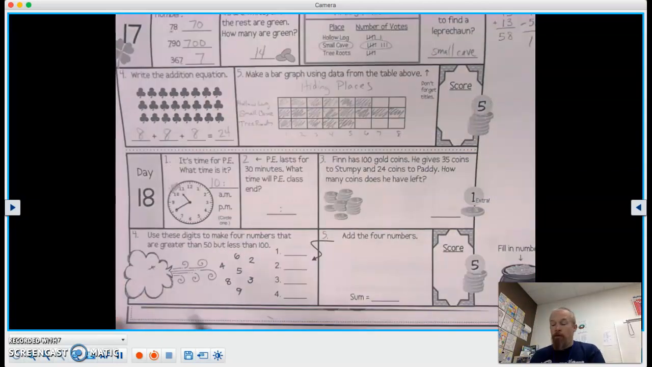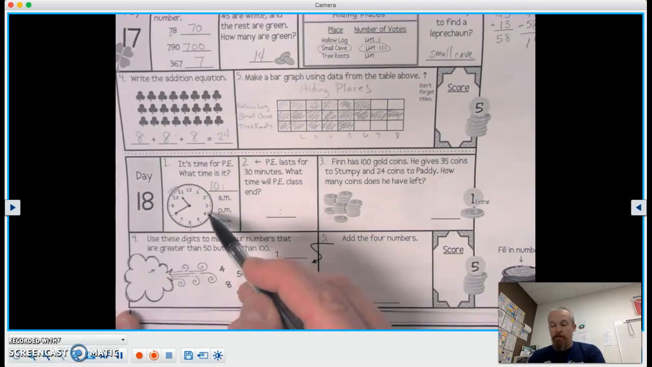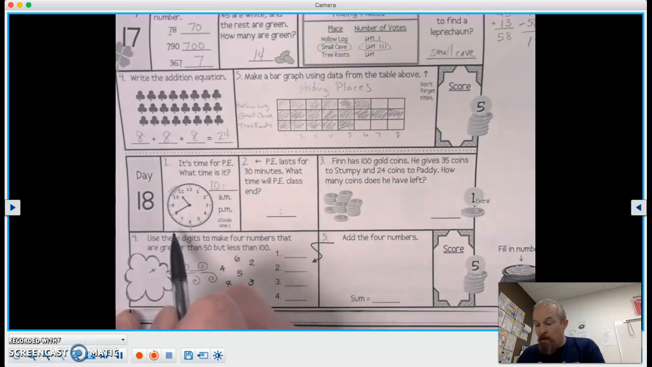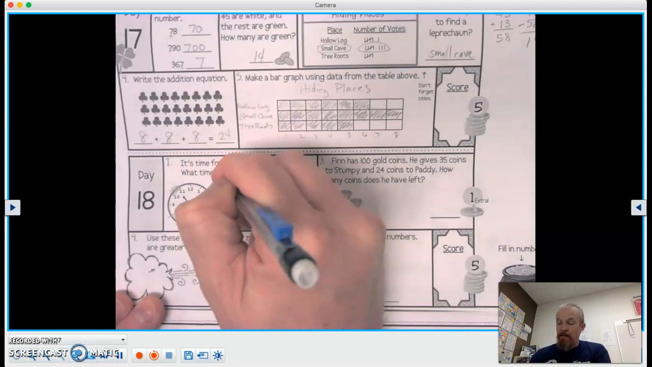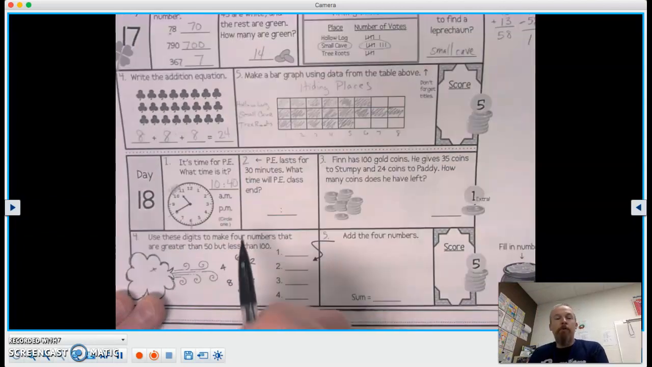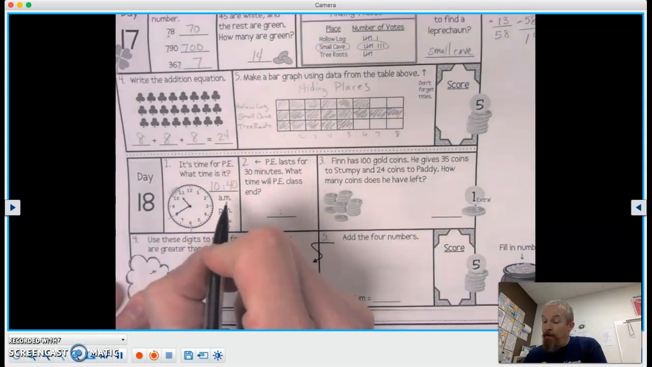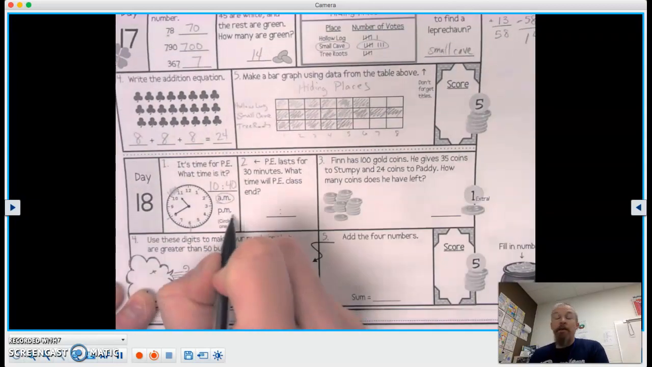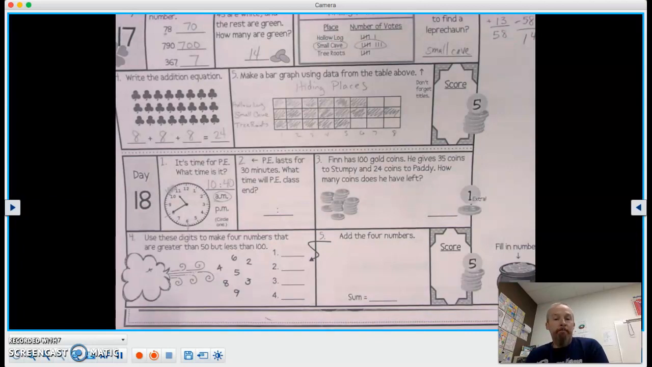So 10 what? Well, straight down is 30, so again, 5, 10, 15, 20, 25, 30, 35, 40. So it is 10:40. Now, AM or PM? It has to be AM for that one, right? 10:40 PM, we'd be in bed sleeping. Because it's nighttime, okay? Number two, PE lasts for 30 minutes.